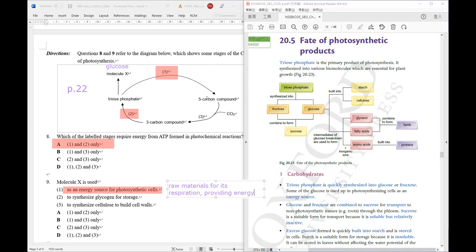Second point, to synthesise glycogen is wrong. We do not store glycogen. We will store starch. You should store starch instead. Third one, you also have cellulose. Cellulose is synthesized to make new cell wall. So 1 and 3 are correct, so you should choose B.